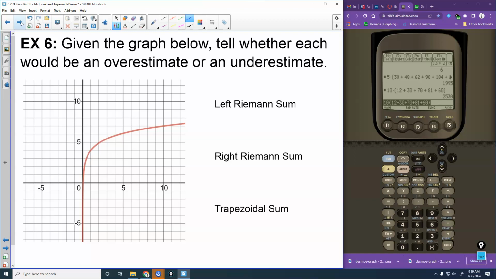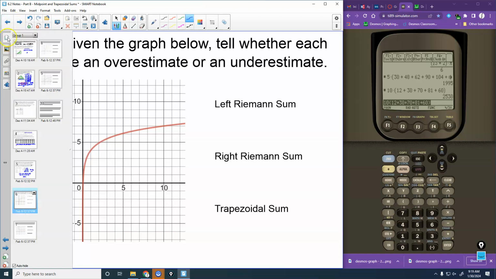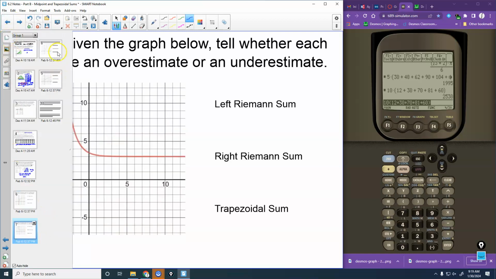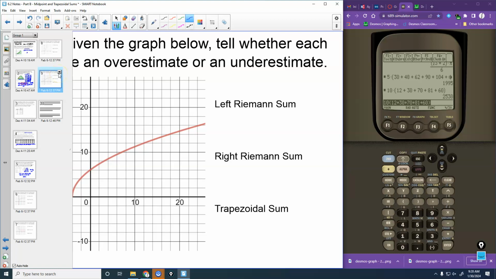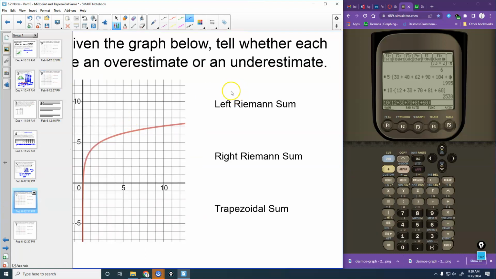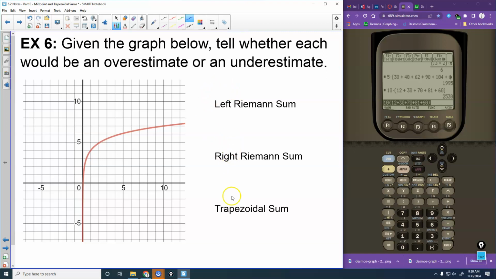so we've got this graph. Actually, I think I've got a few here, right? Okay, you got 4 graphs right here. I want you to think about the left Riemann sum, the right Riemann sum, and the trapezoidal sum. You can sketch it in there if you need to. For all of these next ones, think about whether you're going to have an overestimate or an underestimate for these particular graphs. Okay, so I'm going to give you a little time to do that.